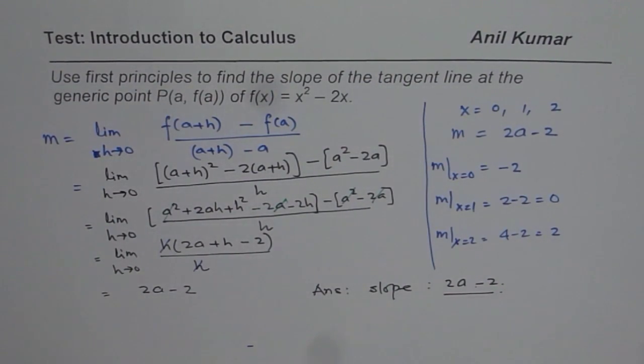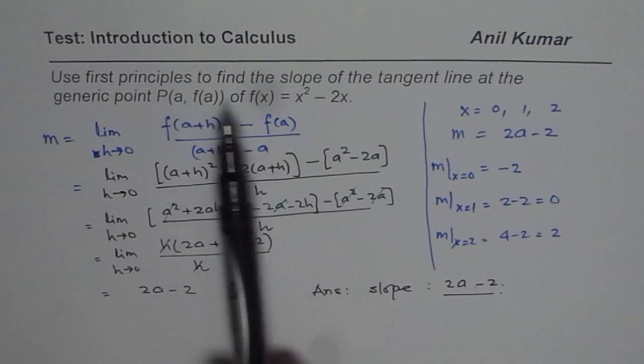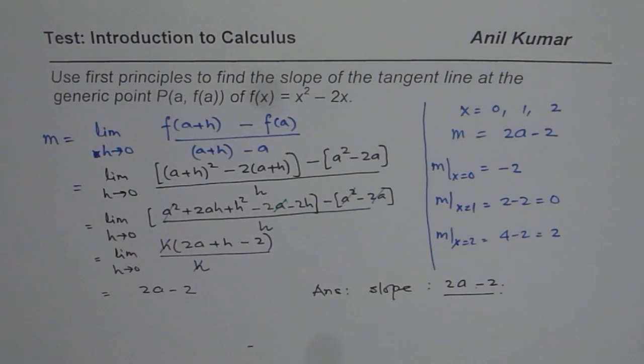So likewise, we can find slope at many different points by finding a generic expression and then substituting the values. And that is a huge application, where at times we prefer first to find a general expression and then slope at each and every point.